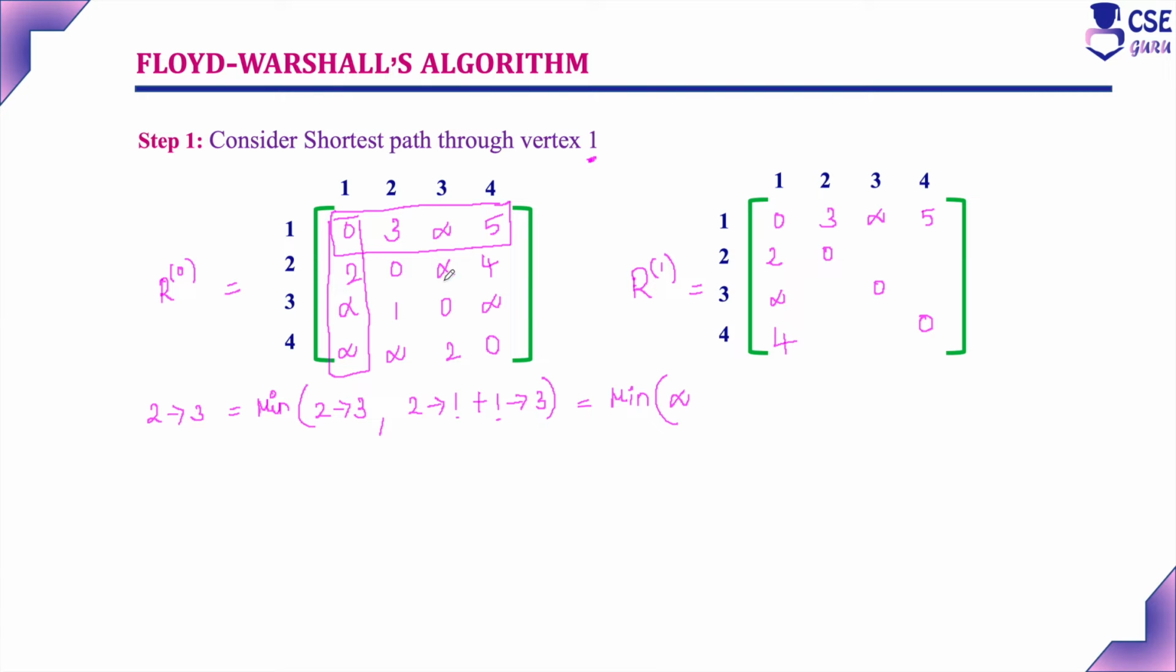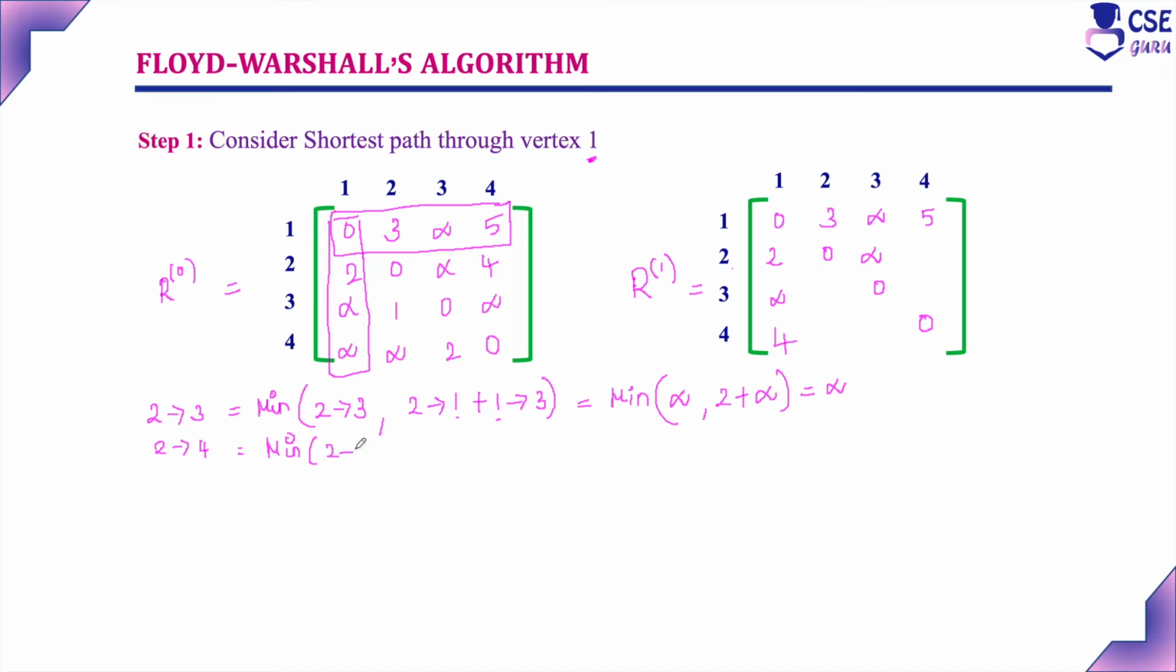That is the initial matrix. Already the value is infinite. And 2 to 1, if you are considering, the value is 2, plus 1 to 3, the value is infinite. So we will get infinite only. So this position is infinite only.